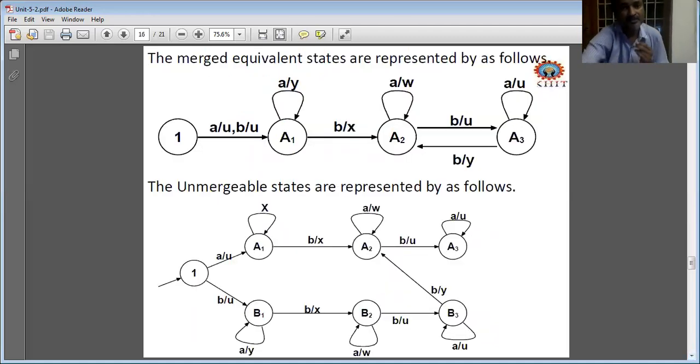Now merge the equivalent states. Then what happened? From 1 to A1, there are two input values, A comma B, but the output value is U only. From A1 to A1, the output is Y. From A1 to A2, the output is X. From A2 to A2, output is W. From A2 to A3, output is U. From A3 to A2, output is Y. Then from A3 to A3, output is U. So we can find the above merged equivalent states. But here, previously all are uniform.